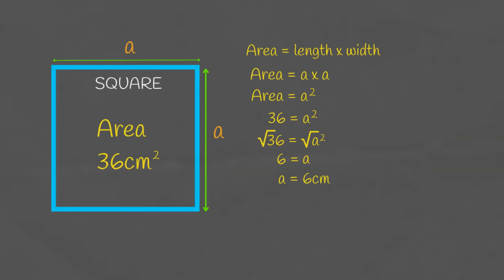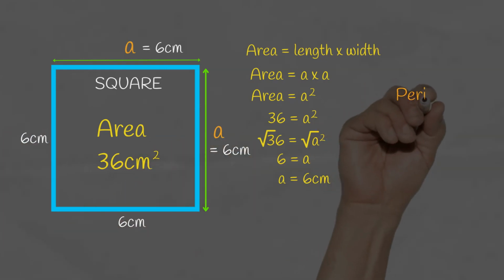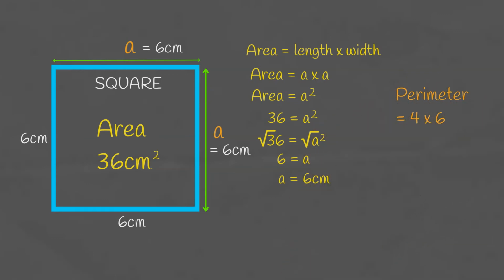And now we know the length of A is 6 centimetres, we can work out the perimeter because every side is the same in a square, so every side is 6 centimetres. So the perimeter is simply 4 times 6, so it's equal to 24 centimetres.